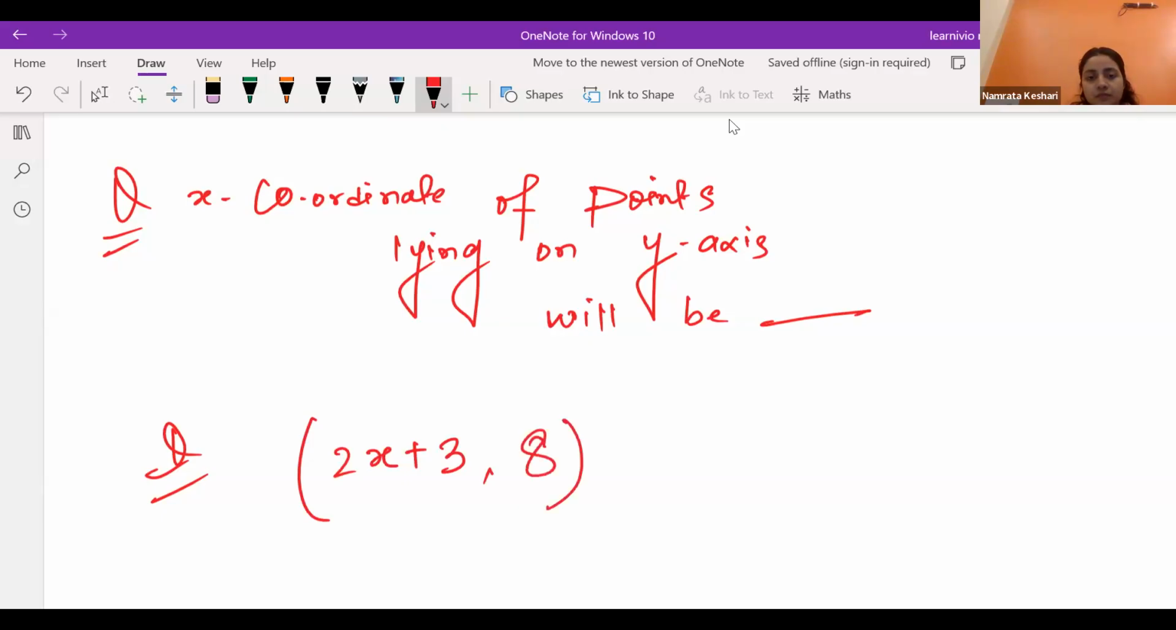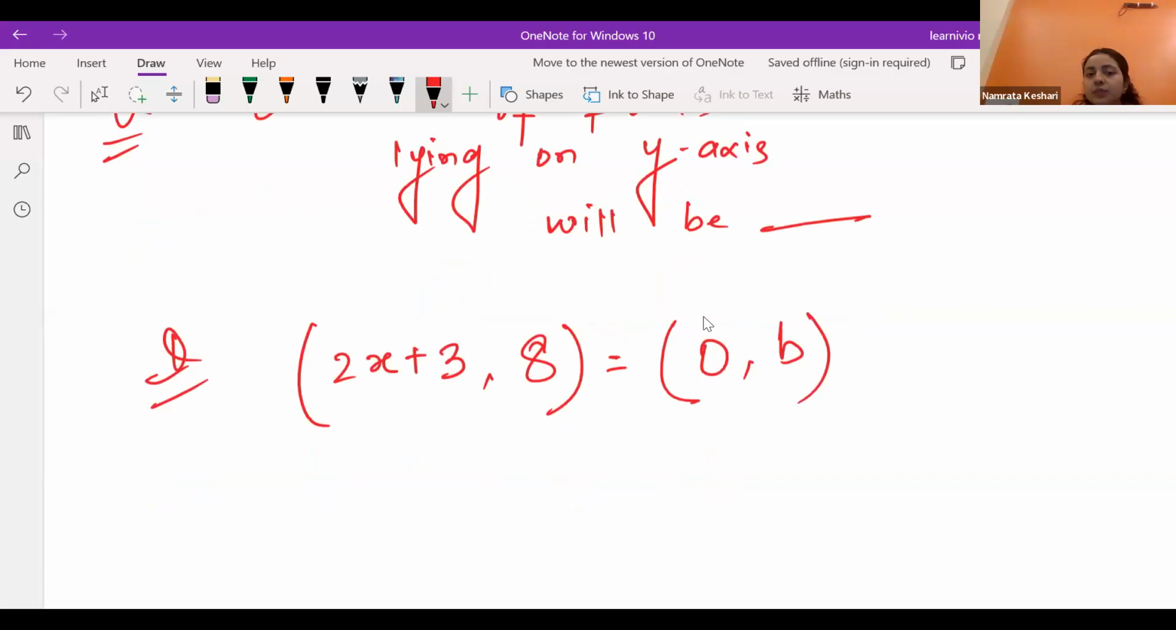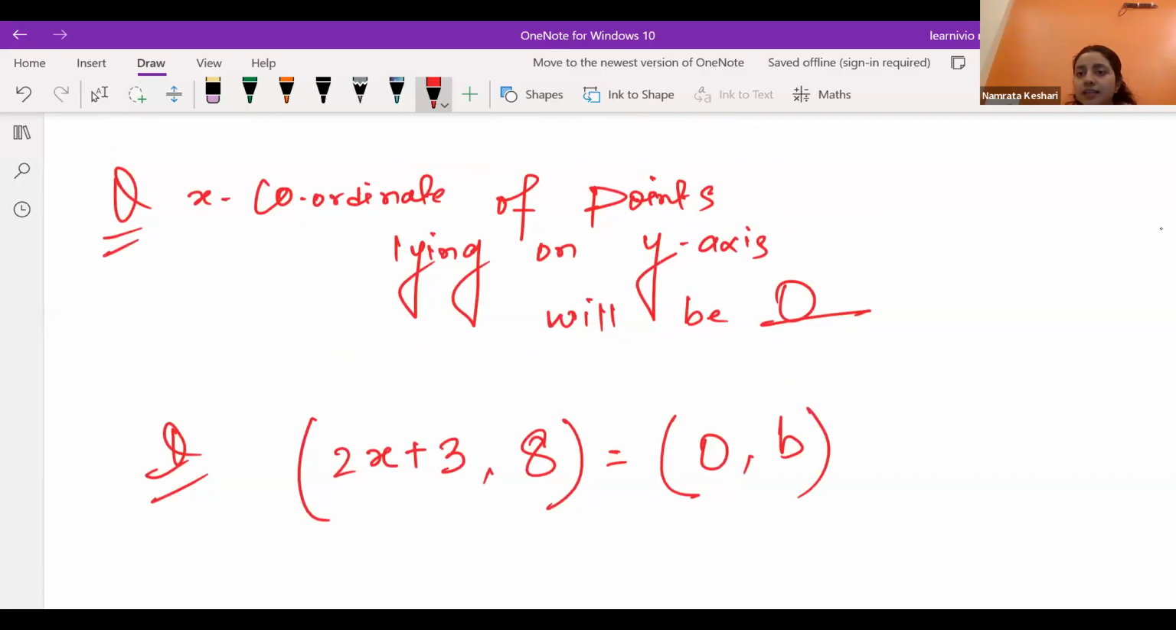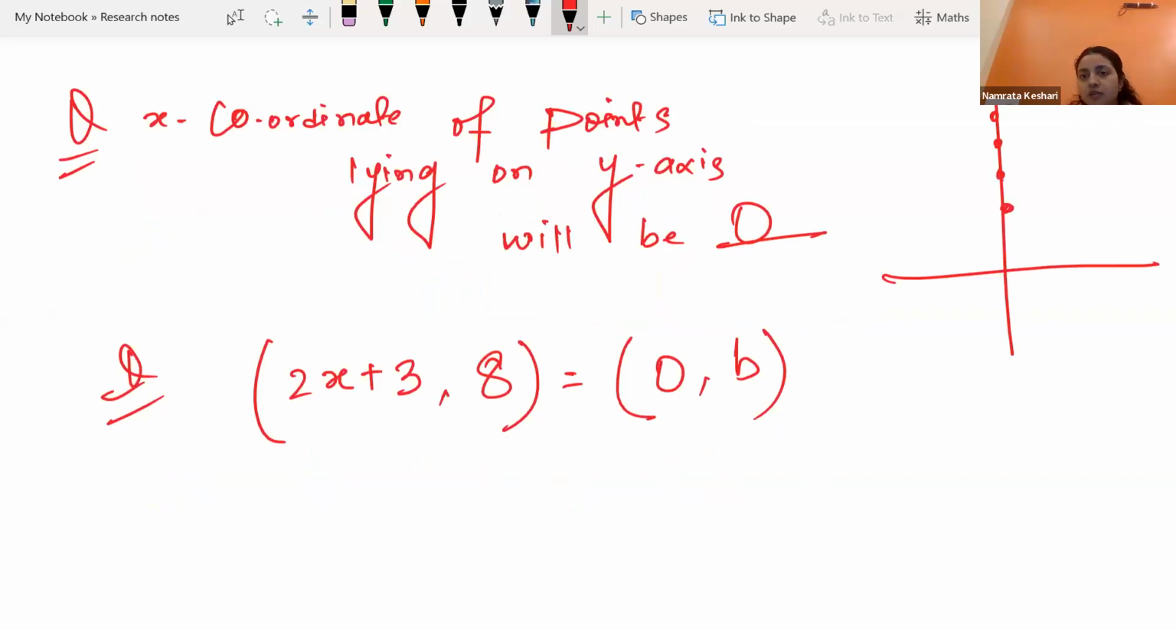Yes, it will be 0. You should understand that on the y-axis, whatever points you are having, whatever will be the y coordinate, x will always be 0. Similarly, the points which are lying on the x-axis, their y coordinate will always be 0, whatever is the x coordinate, right?